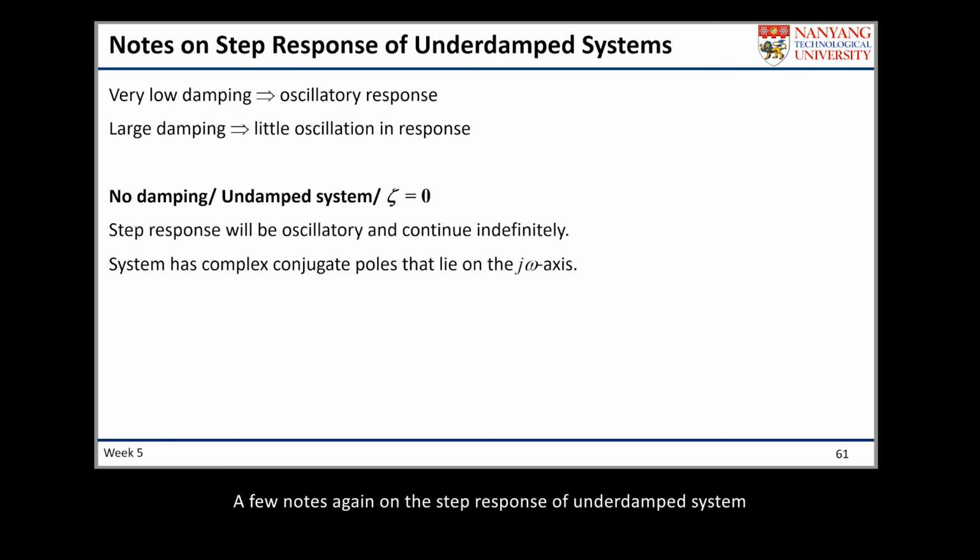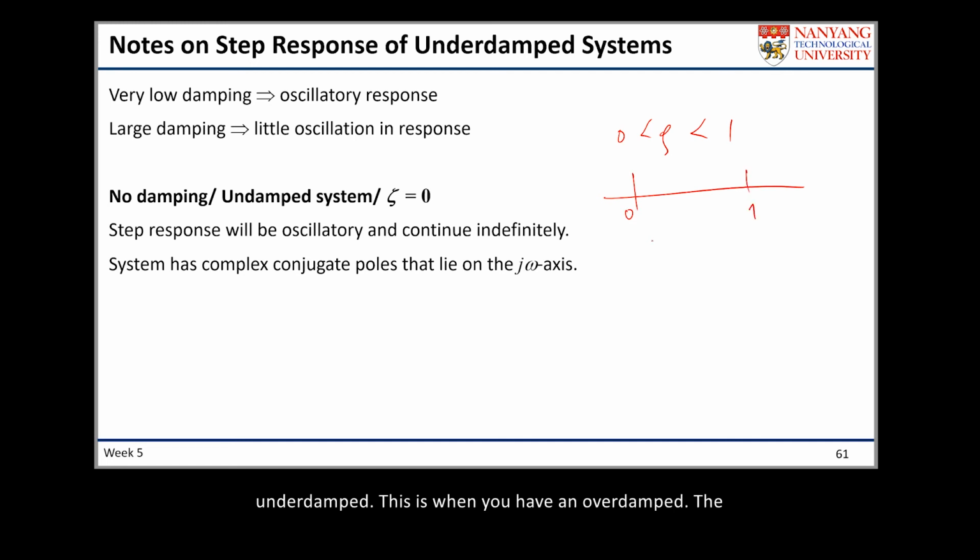A few notes again on the step response of an underdamped system. The lower the damping value, the lower the zeta, the more oscillatory your response will be. The larger the zeta, the less the oscillation in the response will be. It's pretty intuitive, isn't it? When zeta is getting larger, then it will exceed the value of 1, right? Remember again, the underdamped case is when your zeta is between 0 and 1. So if this is 0, this is 1, this is when you have underdamped.